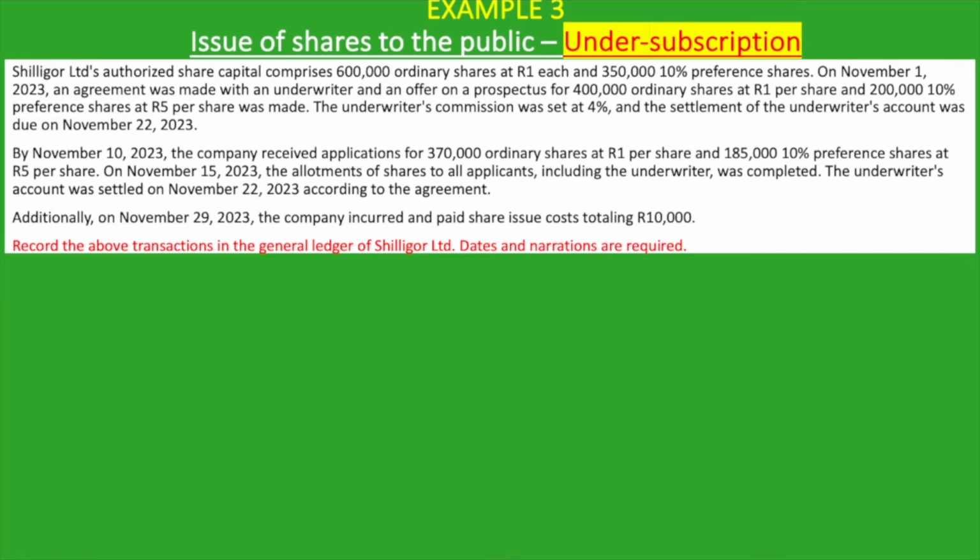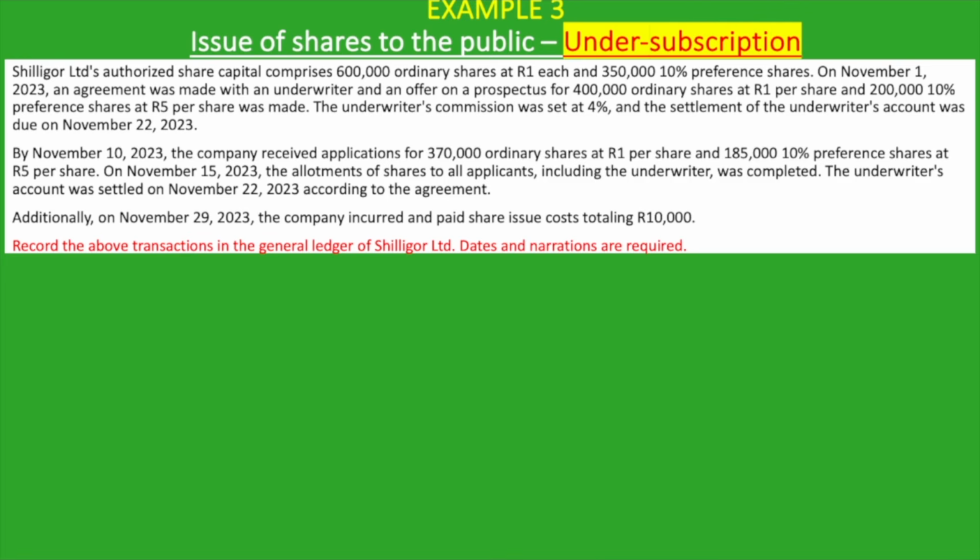The first date that we are given here is the 1st of November. And as I mentioned, you've made an agreement with an underwriter. You've created an obligation. So you owe the underwriter the fees here. So we need to do the journal entry for the 1st of November. So what are we going to debit? What are we going to credit? And what is the amount?